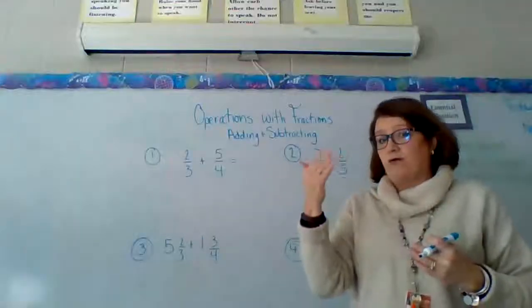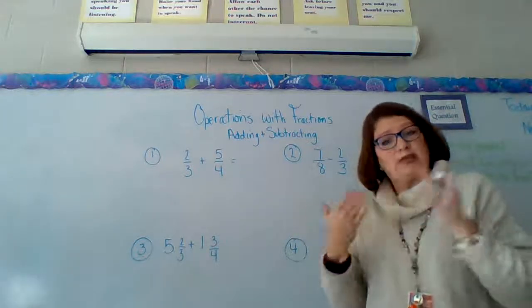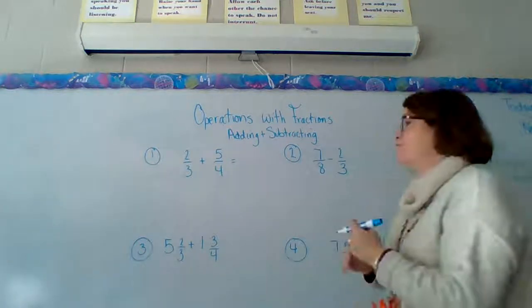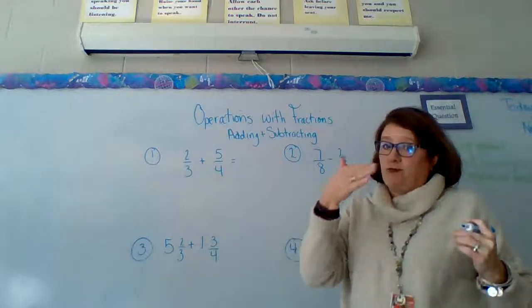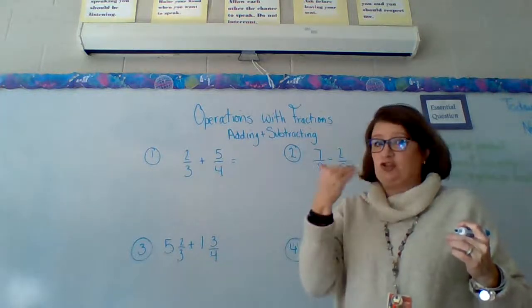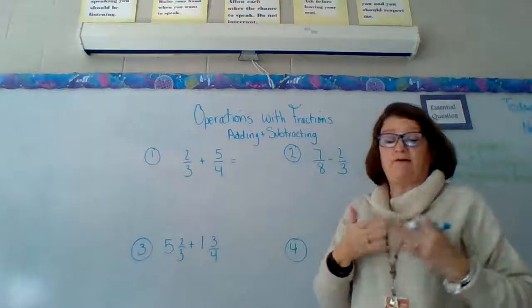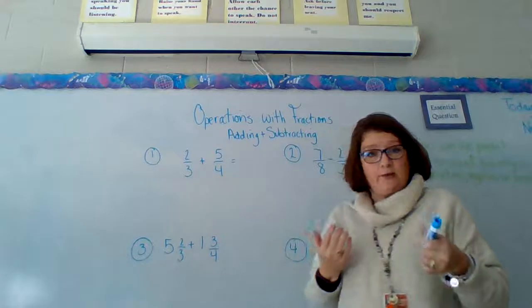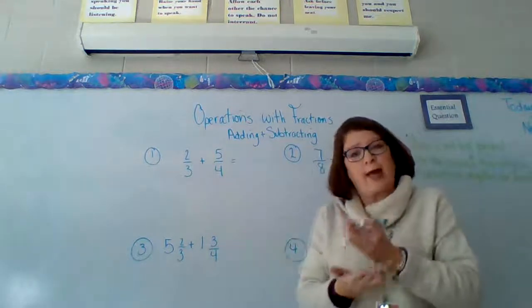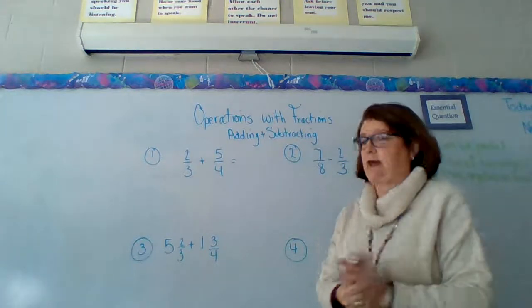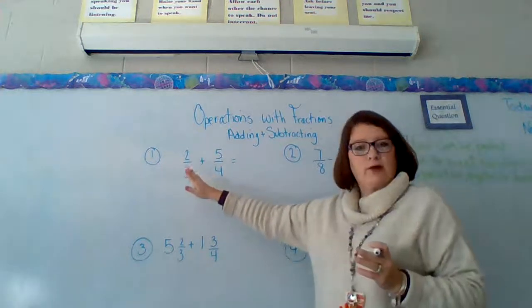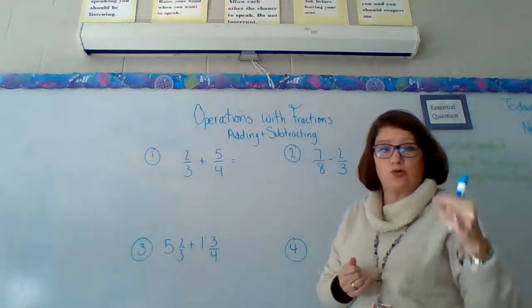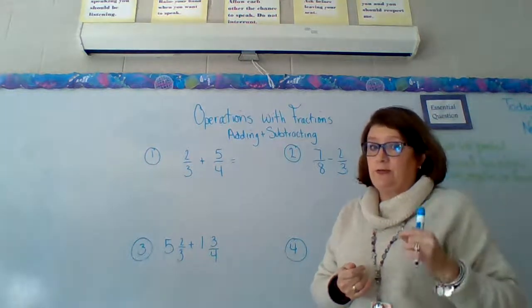I'm going to go over one way of doing this, and we can talk after the video about other ways that you've learned how to do this. For a long time, a lot of teachers have taught students to find common denominators. So that's what I'm going to do. I'm going to find a common denominator for 3 and 4 because you cannot add fractions unless they have common denominators. So for 3 and 4, if I count by 3s and I count by 4s, what's the first number that those two numbers have in common? It would be 12.